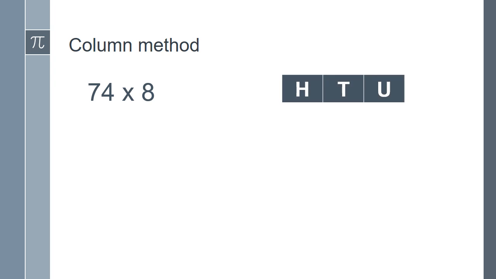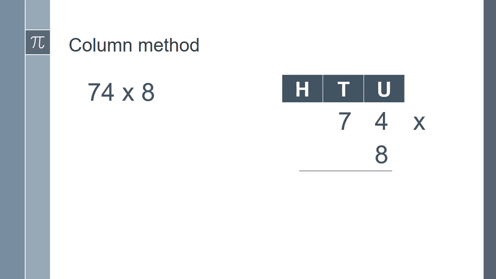We're going to set this out in columns, and for this we need a hundreds column, a tens column, and a units column. And we set our sum out like this. The 74 goes there, with the 7 in the tens column, and the 4 in the units column, and then the 8 goes in the units column. So remember to put your sign in, so you remember what sort of sum you're doing, and also a line underneath your sum, so that it separates out the sum and the answer.